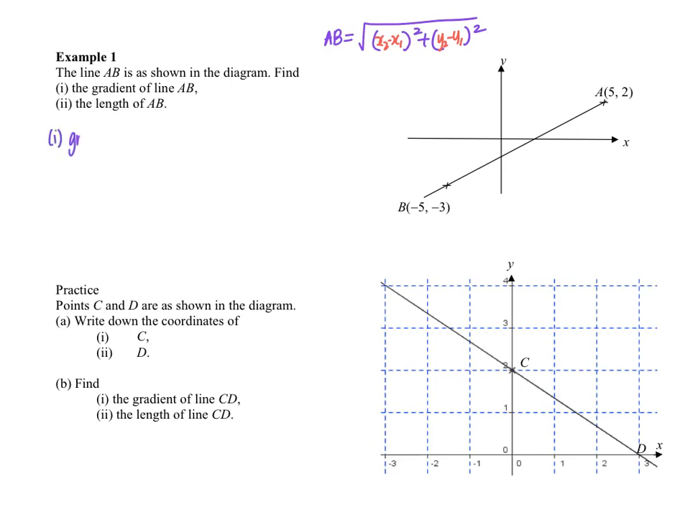Part 1, gradient equals to y2 minus y1. That will give you 2 minus negative 3. Please be careful about the working. There's a negative number, put a bracket. And 5 minus negative 5. What answer do you get?